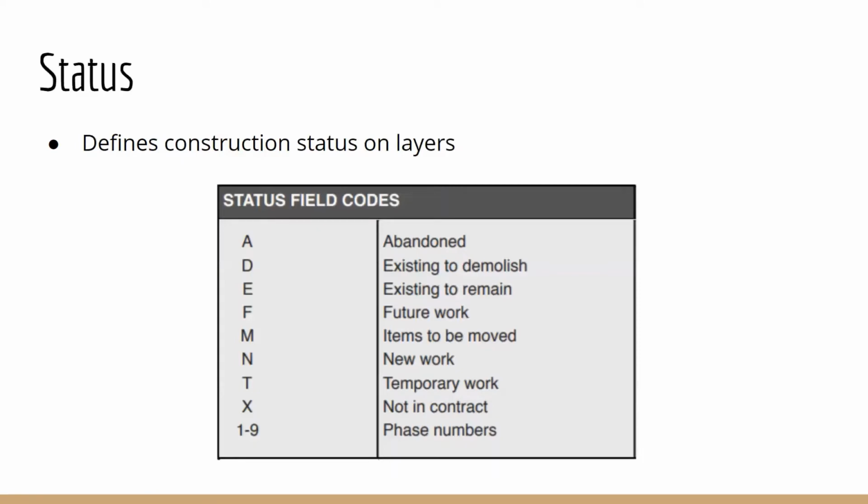Finally, the status. The status is used to define what the construction status of the work is. These construction statuses are predetermined and again optional. As seen in the table, the construction status is found on the right with the corresponding character found on the left.